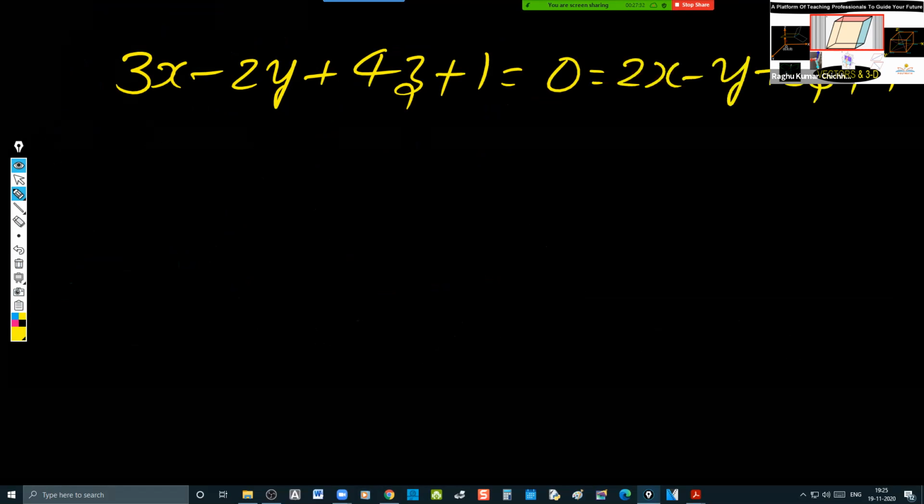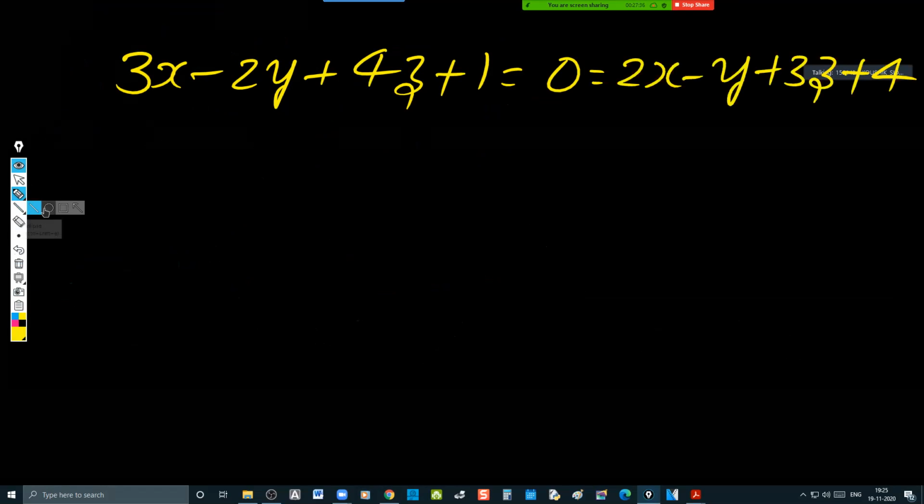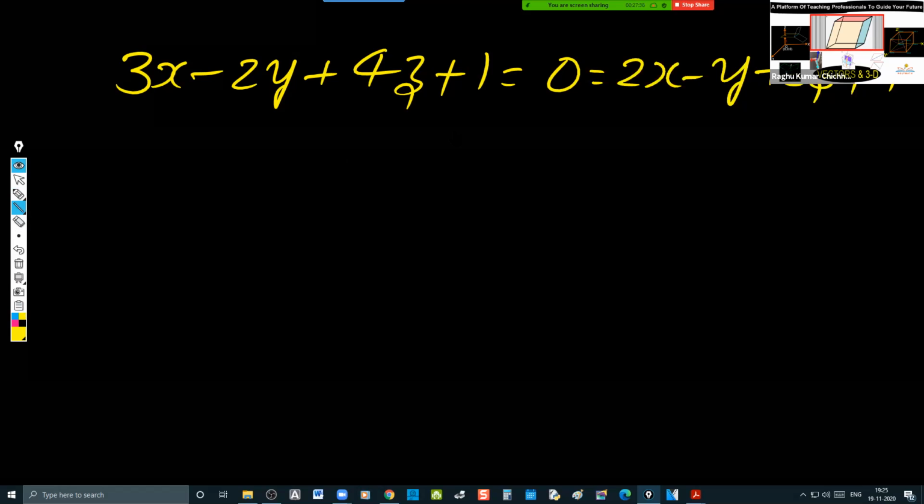How many planes are there? Respond, please. How many planes are there? So 2 planes are there. And equal to 0 means, when 2 planes are given, if they are intersecting planes, the information we need is the line of intersection of these 2 planes.